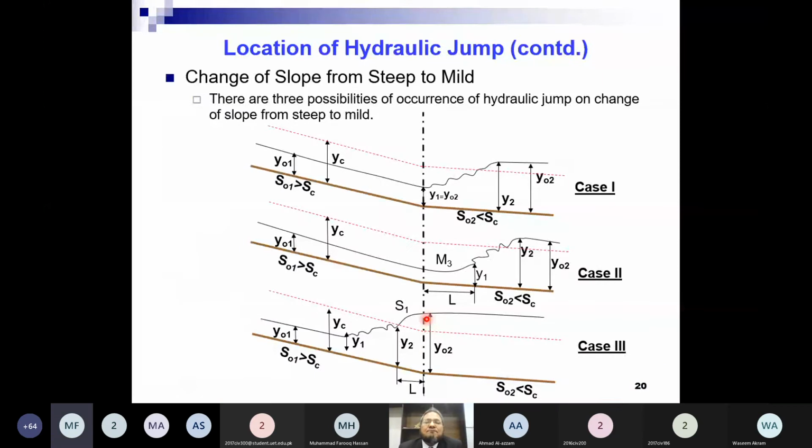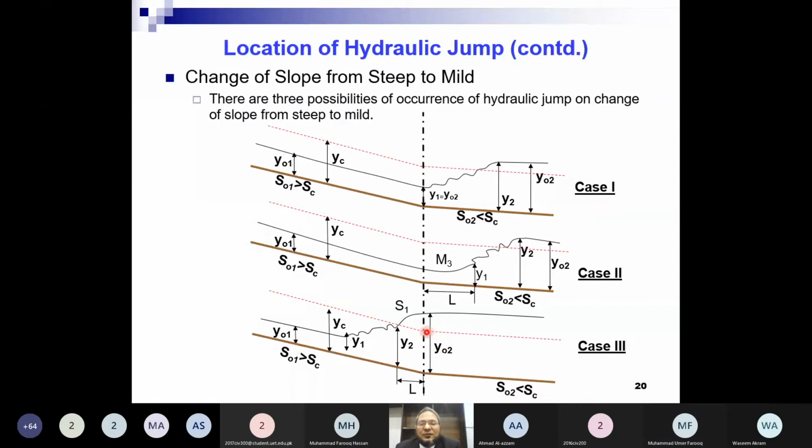Sir, as we have seen that case number 3 is not practically possible, then why are we analyzing it? No. What I said, I have not said that this hydraulic jump is not practically possible. What we have said is that once we assume that y2 is equal to y02 and we compute y1, this y1 cannot be less than y01. That is not practically possible.